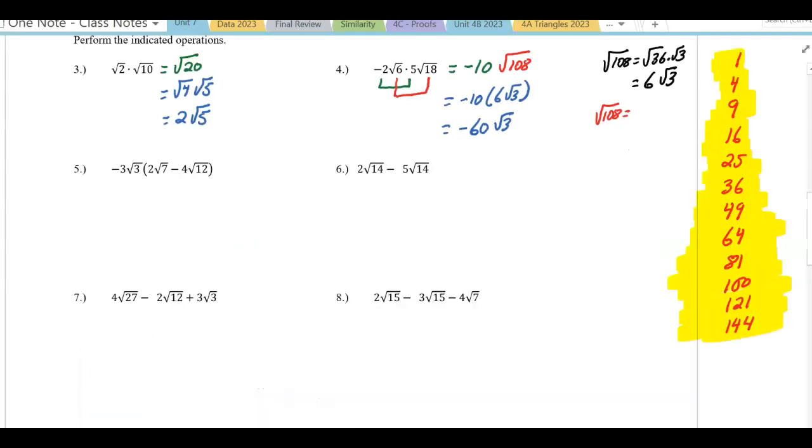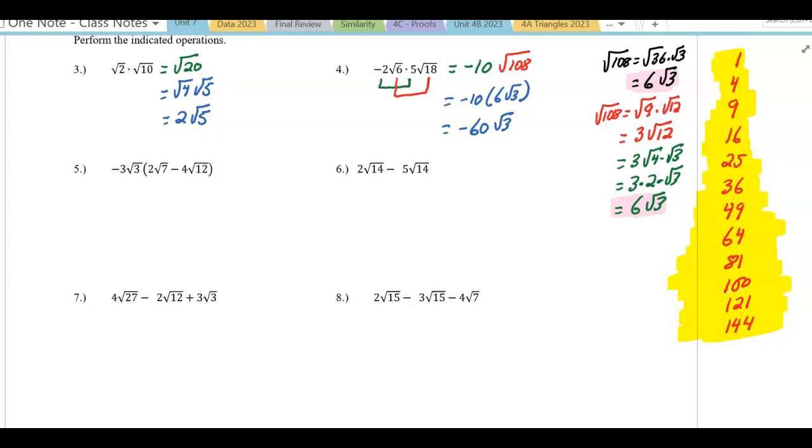So then you might have done this problem as square root of 9 times square root of 12. Square root of 9 is 3. And then you have an extra step because square root of 12 breaks down to the square root of 4 times square root of 3, which is then 3 times 2 times the square root of 3, which is 6 square root of 3. So you'll notice that you get 6 square root of 3 either way. The first method of finding the biggest perfect square was a little quicker, but both methods work.